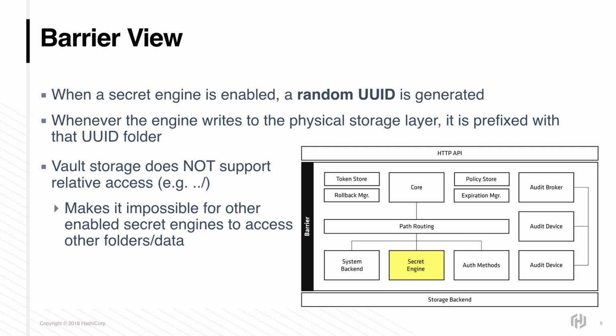Since the Vault storage layer doesn't support relative access, such as .., this makes it impossible for an enabled secrets engine to access other data. This is an important security feature in Vault. Even a malicious engine cannot access the data from any other engine.